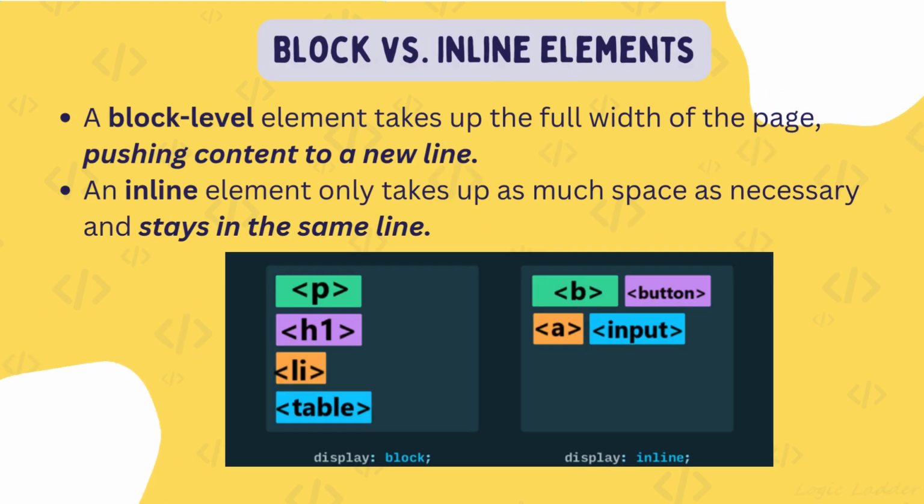Before that, let's learn the difference between a block element and an inline element. A block level element takes up the full width of the page, pushing content to a new line. P, H1 to H6, LI, table all are block elements. On the other hand, an inline element only takes up necessary space and stays in the same line. Examples include anchor, input, and button tags.